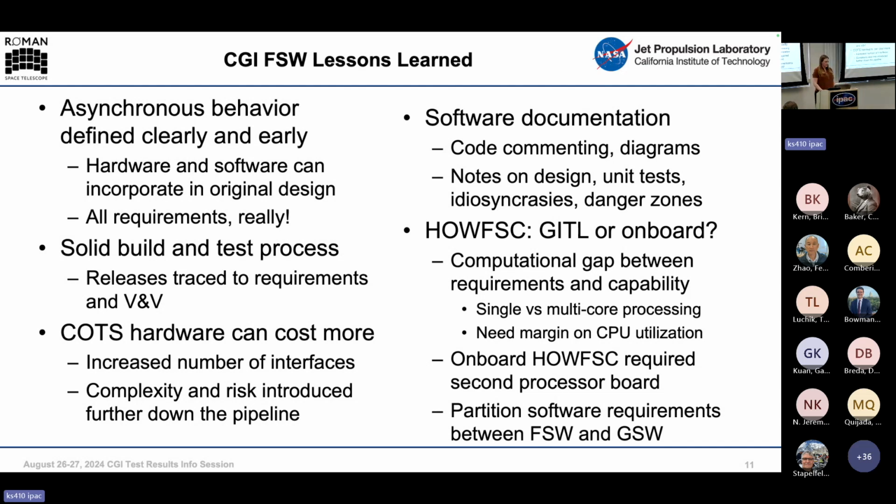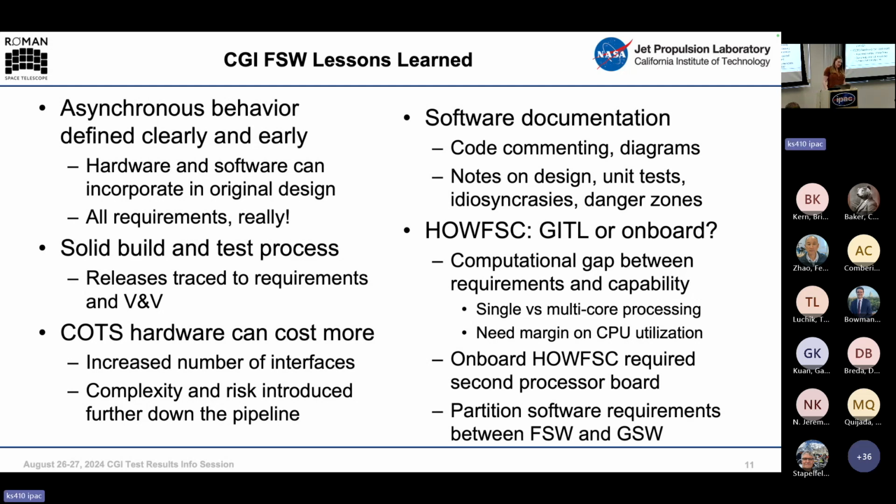One note is that COTS hardware can cost more. So there are an increased number of electrical interfaces between the processor and the hardware. And if something comes up where any piece of that pipeline doesn't behave the way that you need it to, you're going to have to work around that. And usually that ends up being a software solution. And so you might have saved cost and schedule on the hardware, but it has been moved to software in some instances. So just keep that in mind.